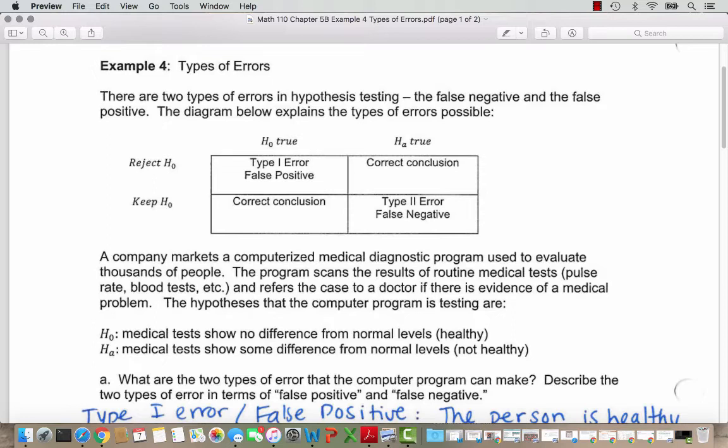A company markets a computerized medical diagnostic program used to evaluate thousands of people. The program scans the results of routine medical tests, pulse rate, blood tests, etc., and refers the case to a doctor if there's evidence of a medical problem. The hypotheses that the computer program is testing are null hypothesis, no change, the medical tests show no difference from the normal levels, or the person is healthy. Alternative hypothesis, H sub A, medical tests show some difference from normal levels, or we'd say that the person is not healthy.